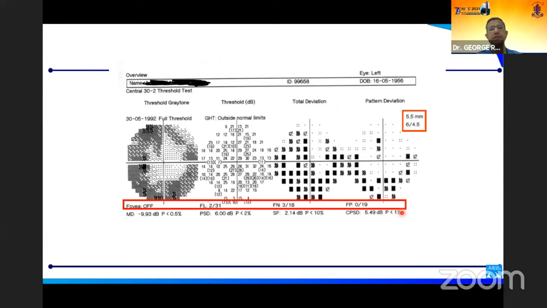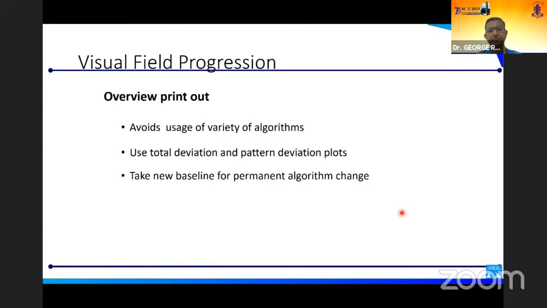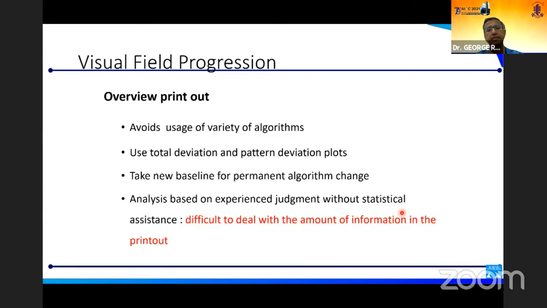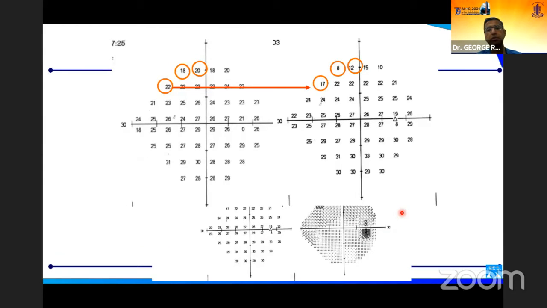The challenge with this type of technique is that while it avoids a variety of algorithms, it is difficult for us to deal with the amount of information in the printout. Suppose you start looking at the actual threshold values on the printout, and you can see that at these 3 points, the threshold values have reduced. If you're looking at 10 fields, you're not going to be able to follow 58 points on 10 fields to see what has happened to each of these threshold values.